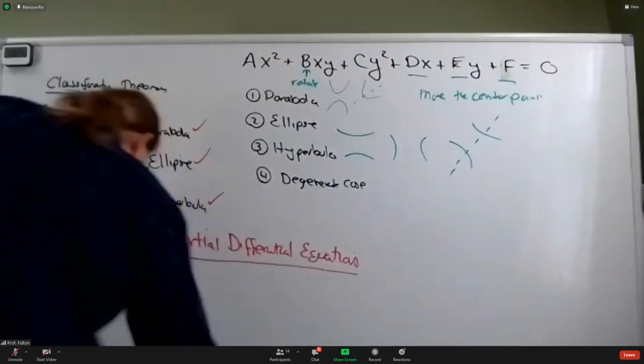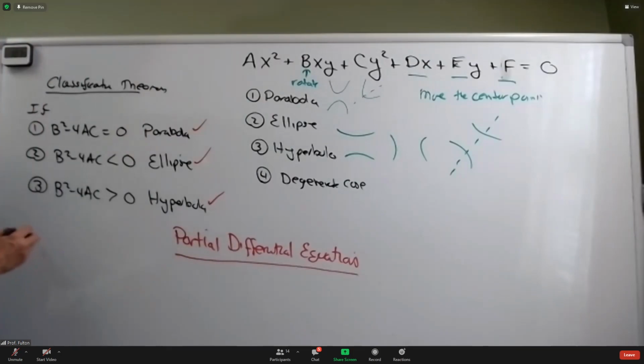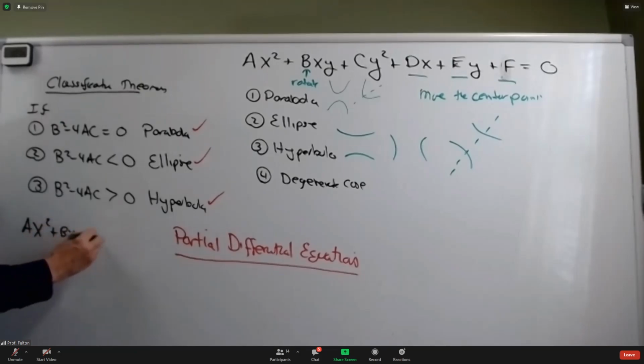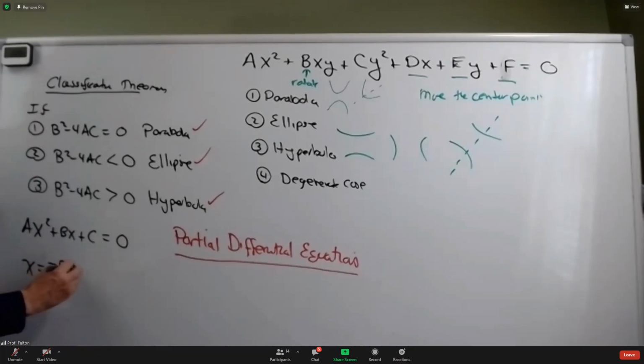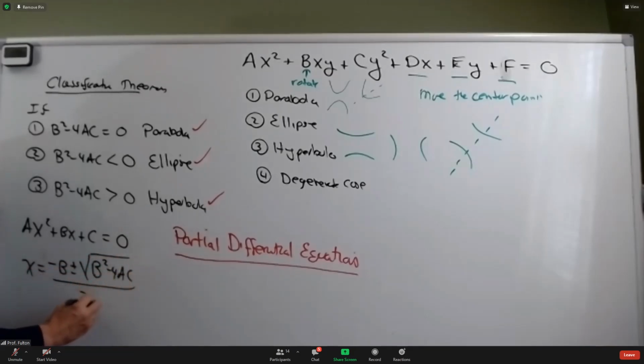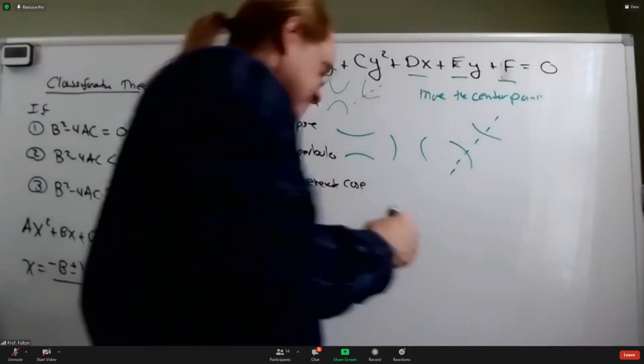Because remember where we got this from. Remember where this comes from. You have ax squared plus bx plus c equal to 0, and you want the solutions. x is equal to negative b plus or minus the square root of b squared minus 4ac over 2a. Everything hinges upon what's happening under that square root. Same thing happens here. It's the same exact phenomenon that's going on.